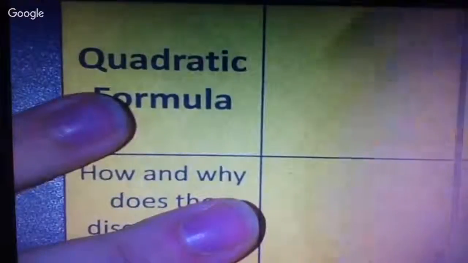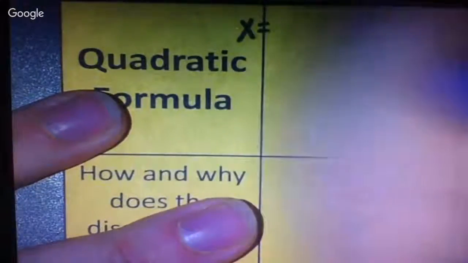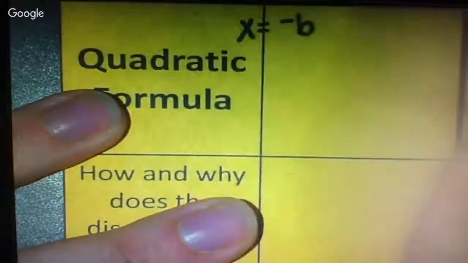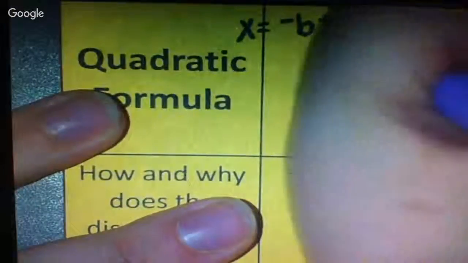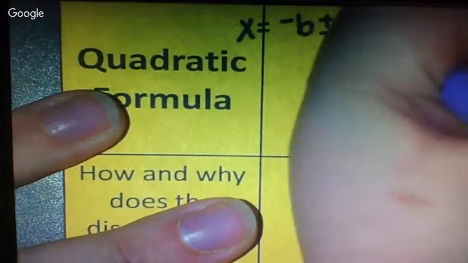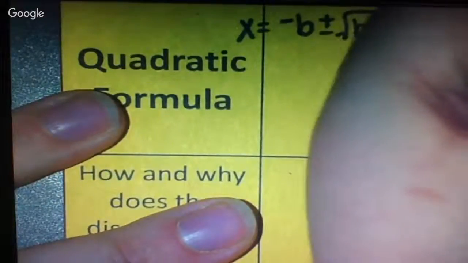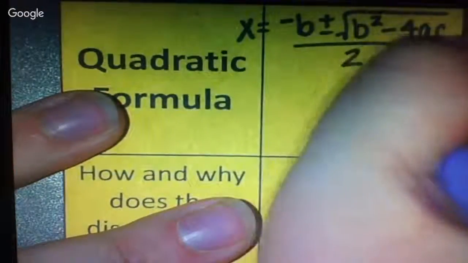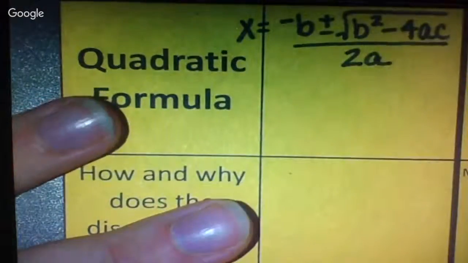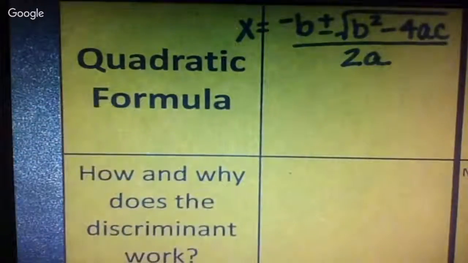Your quadratic formula is actually x equals negative b plus or minus the square root of b squared minus 4ac, all over 2a. Yes, plus or minus.